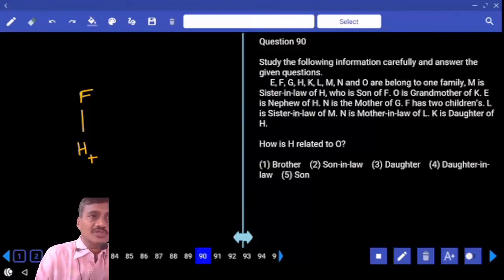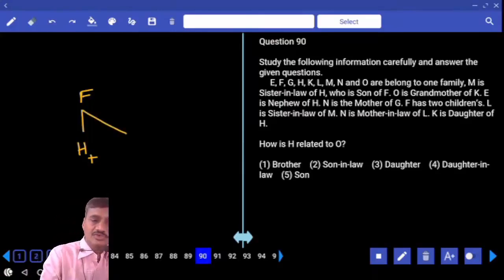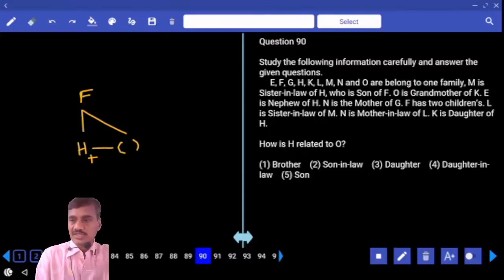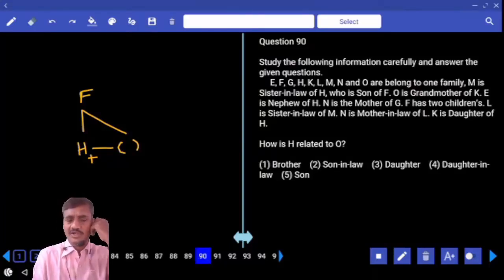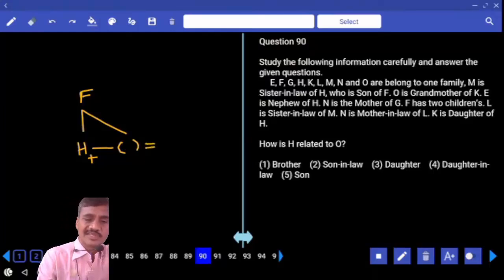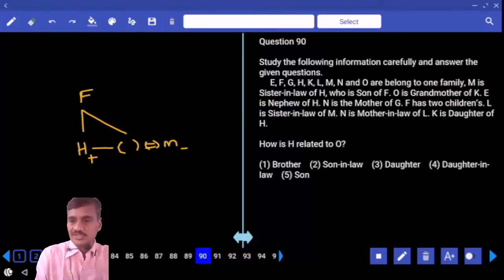Sister-in-law of H has 2 possibilities. At the same time, this F has 2 children. M, the sister-in-law of H, can be the wife of this person. This is one such possibility. The next one, the spouse's sister, can also be taken. Here there are 2 possibilities. Let us start with this one.